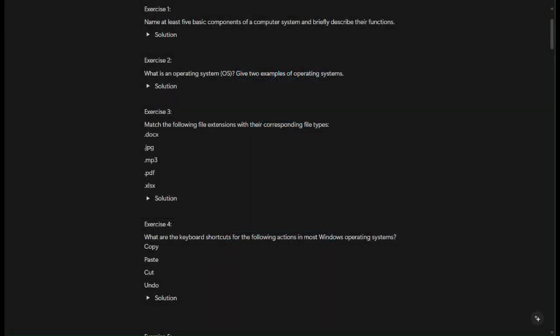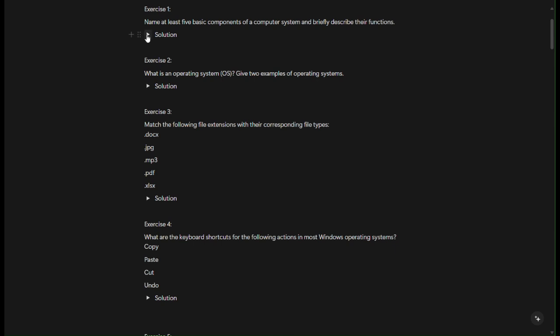Name at least 5 basic components of a computer system and briefly describe their functions. In our computer we have the CPU, it's the brain of the computer. We have the random access memory, or the RAM and ROM. We have the hard disk, the motherboard. The motherboard helps the components communicate between them. And finally, the power supply.